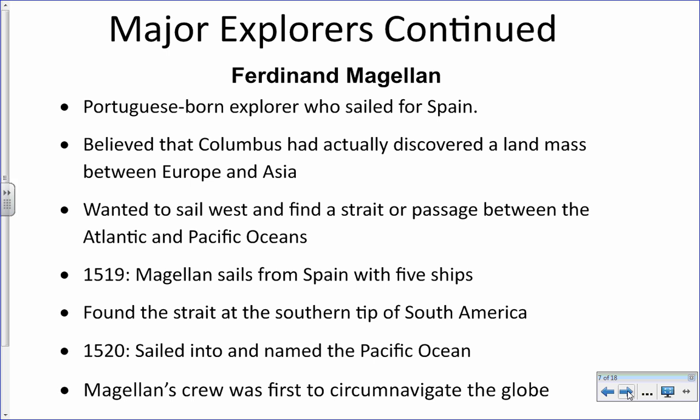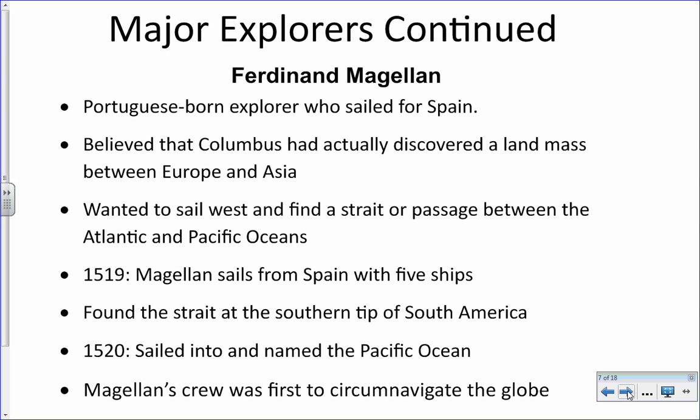Down at the tip of South America, he finds the strait, the narrow passageway that allows him to join the Atlantic and the Pacific. It's called the Strait of Magellan today. In 1520, he sailed into and named the Pacific Ocean.